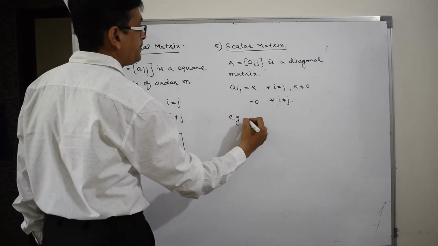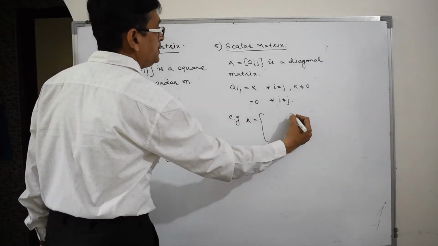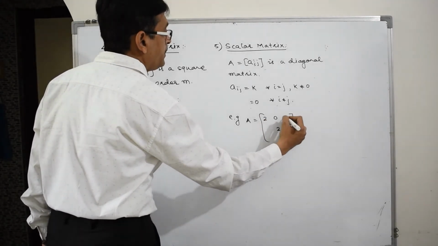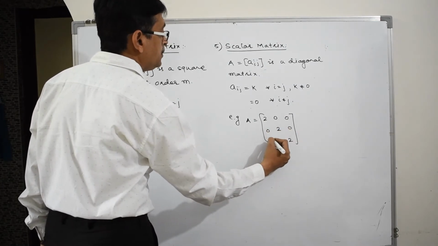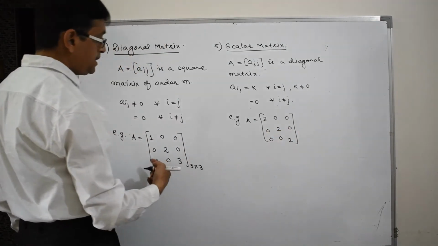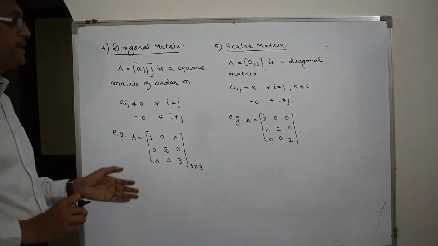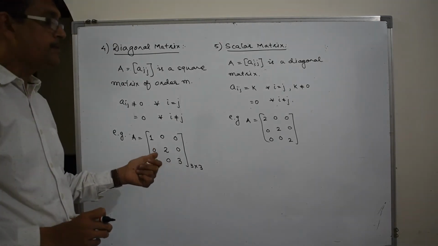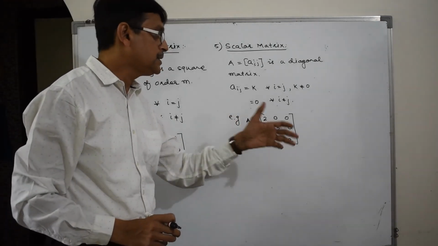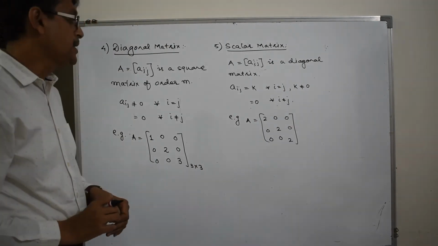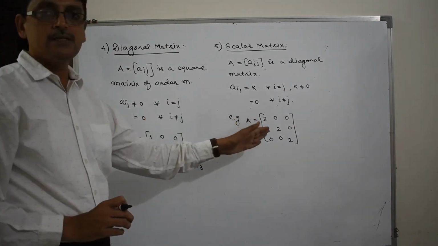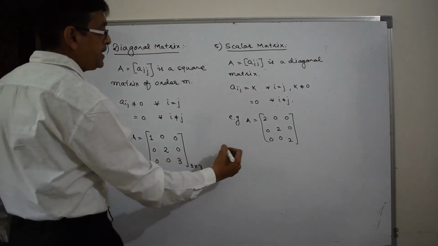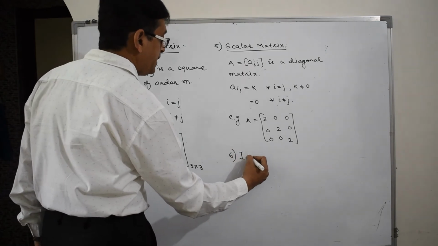For example, A is equal to 2, 2, 2 on the diagonal. Now I am writing all other entries as 0. So you can see that the difference between a diagonal matrix and a scalar matrix is that in a diagonal matrix the diagonal elements need not be the same, but in a scalar matrix the diagonal elements must be the same. So every scalar matrix is a diagonal matrix and every diagonal matrix is a square matrix. And the next and the sixth type is called identity matrix.